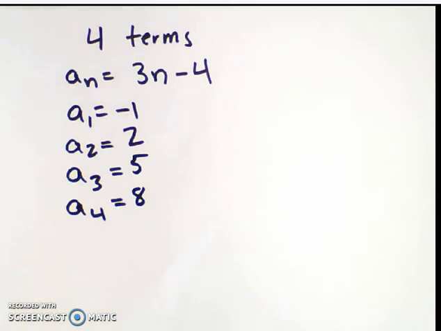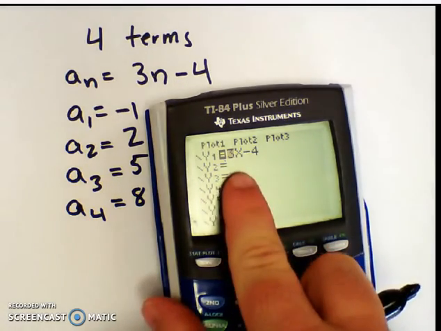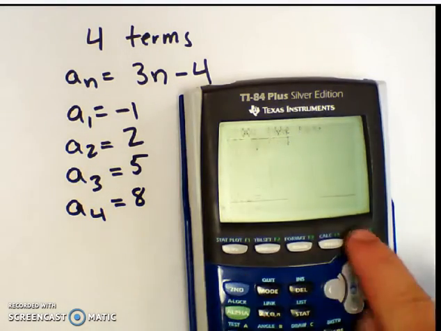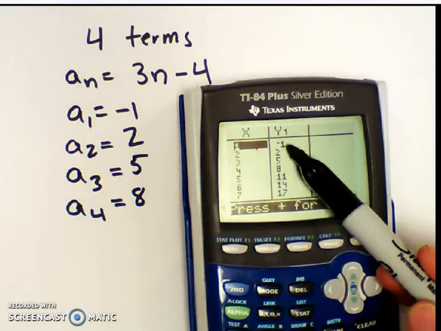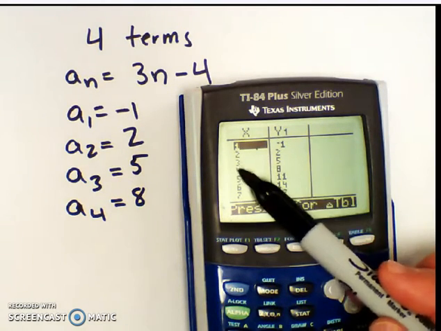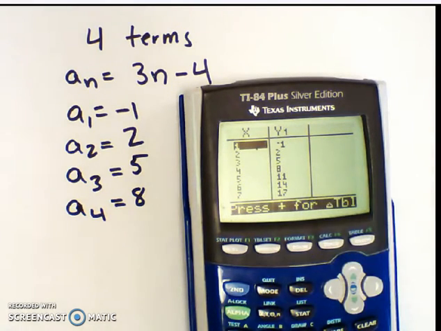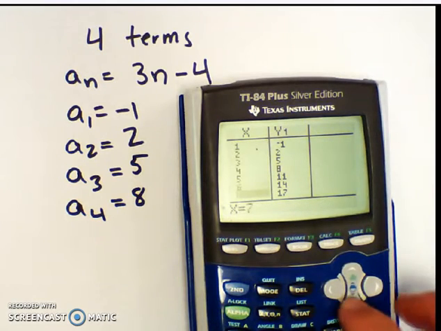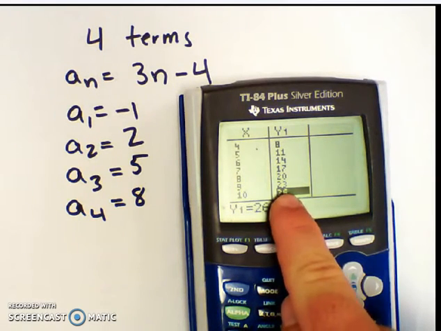That's fine. If you want to do it in an easier way, go to your y equals, type in the equation. Go to your table of values. The first term is negative 1. Second term is 2. Third term is 5. Fourth term is 8. So I can ask you what the 10th term was. You just scroll down to 10, that would be 26.